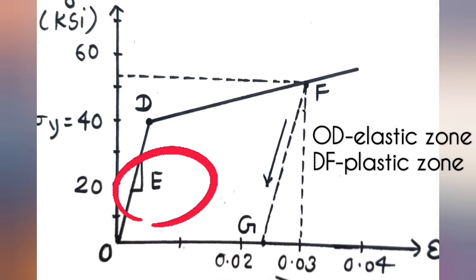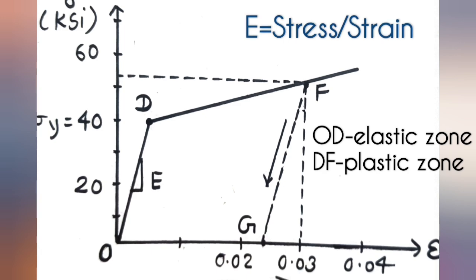And you can see that the slope of OD has been denoted by E. So they have given us a hint that E is nothing but the slope of the line OD. How do we calculate the slope? E is basically the value of sigma divided by the corresponding strain. From there we can calculate the strain, which is equal to stress divided by modulus of elasticity.